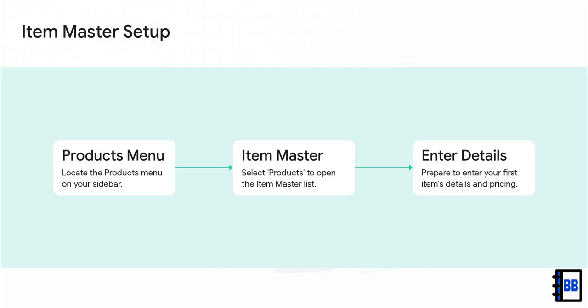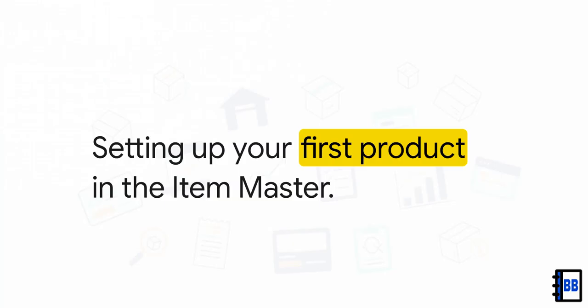Okay, we've completed our spatial tour, but knowing exactly where the menus are is only half the battle, right? Now we need to put some actual data into them. So, here's what you should do next to prepare for your next step in onboarding. Number 1, locate that products menu we discussed on your sidebar. Number 2, select products to open your item master list. And number 3, gather your data and prepare to enter your very first item's details. Things like item codes, purchase prices, reorder levels, and barcode numbers. Because that is exactly what we are covering next.